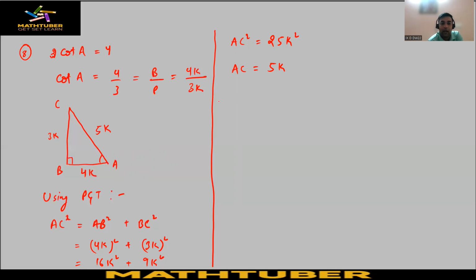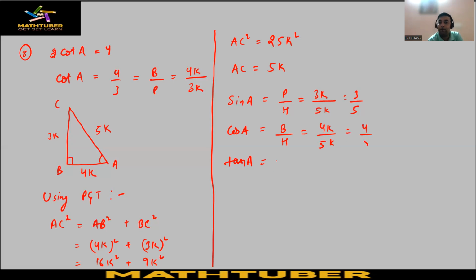And now we have to find out the values of sin A, cos A, and tan A, as we want to use this in proving the given question. So sin A is perpendicular upon hypotenuse, which will be 3k upon 5k, so it will be 3 upon 5. Similarly, cos A will be equal to base upon hypotenuse, that is 4k upon 5k, that is 4 upon 5, and tan A will be perpendicular upon base, that is 3k upon 4k, that is equal to 3 upon 4.